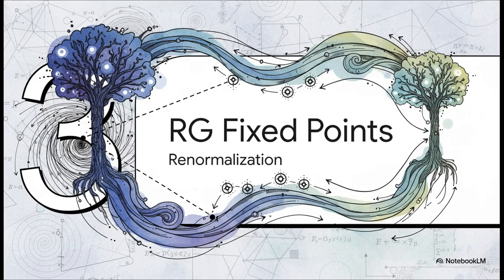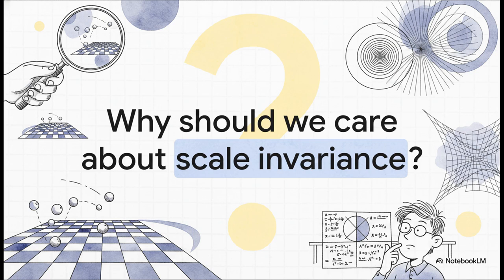Section 3, renormalization and fixed points. So, I want to pose a question to you all. Let's play a game. Imagine you're a lowbrow, effective field theorist. You just like to work in flat, everyday space, trying to figure out how standard particles interact at low energies. Why on earth should you care about changing the metric or abstract scale invariance? What's in it for you?